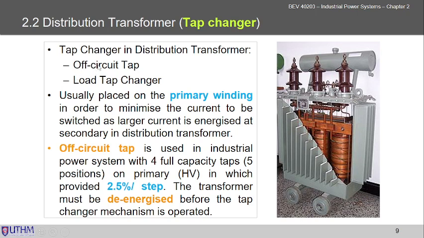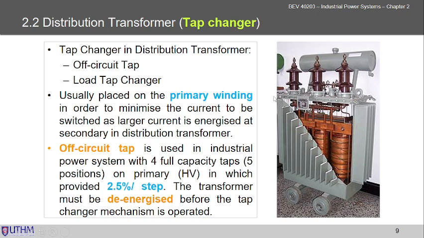So this is the off-circuit tap. The second type of tap changer is the load tap changer. With this one, the tap change is done automatically while the load is still operating. The load is still carrying on. I mean, you don't need to de-energize this transformer. You don't need to switch off this transformer just to adjust the tap. And usually it is placed at the primary windings.